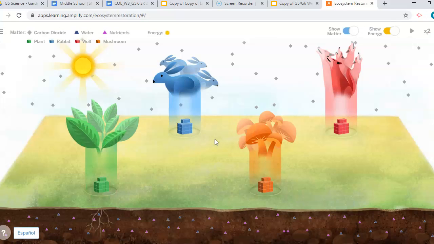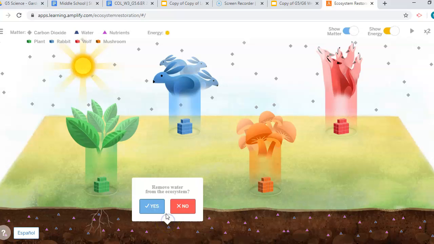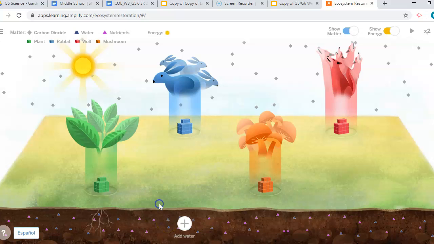So we just investigated what happened when we removed carbon dioxide. We will now do a model where we will remove water. Remember, our waters are our little triangles, which are in the soil, because water can come from the soil. So I'm removing the water, and we're only focusing on how plants react when we remove water in our ecosystem. So we're looking at our plants without having any water.